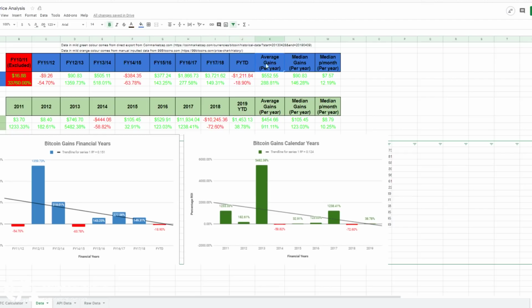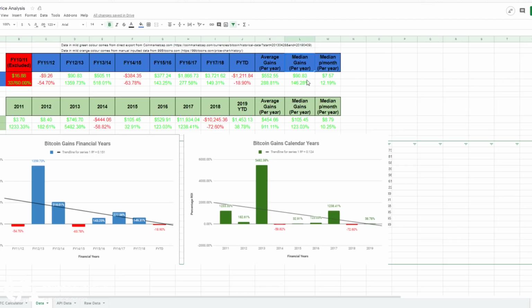So when we look at the new average gains per year, going all the way back to 11-12, we still have an average gain of 288.81%. Now, I should mention that you see over here, I have excluded 2010 and 2011 just because the data is too much of an outlier to include. I've just looked at it and thought, not only does it throw off the charts, but I just think it was too much of an edge case to include. So I've excluded that, as you can see here.